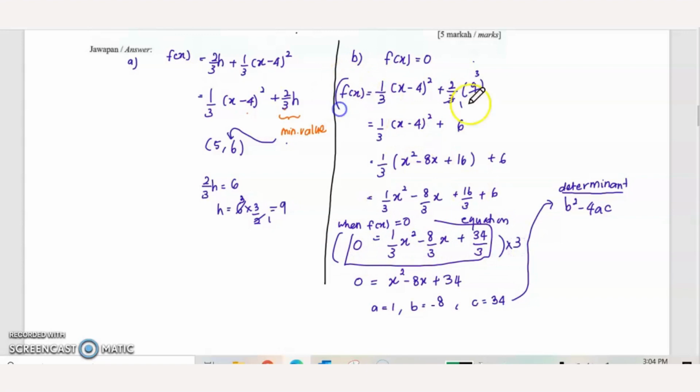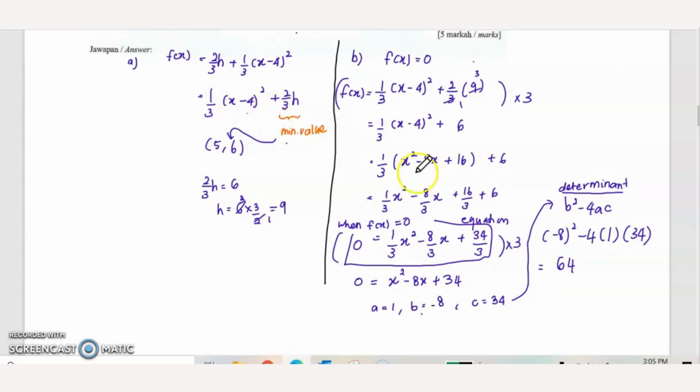Eh, kalau function awak darab dengan 3, okay, f(x) tu sekali akan jadi 3f(x). Ha, itu beza function dengan equation kat sini. Okay, so dapatkan dulu general form of quadratic equation. Okay, and then we take the value of a is 1, the value of b is negative 8, and the value of c is 34. And we substitute into the discriminant, which is b squared minus 4ac. So we take b minus 8, and then 1, and then c 34. Okay, so we calculate 8 squared, and then we get 64 minus 4 times 1 times 34.